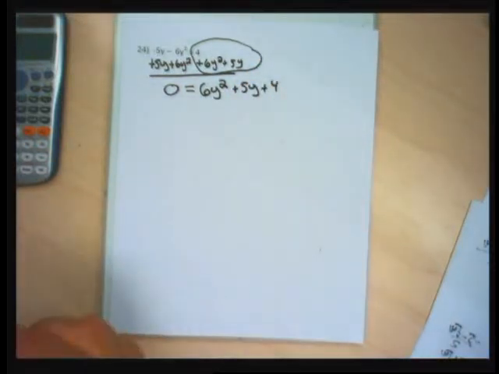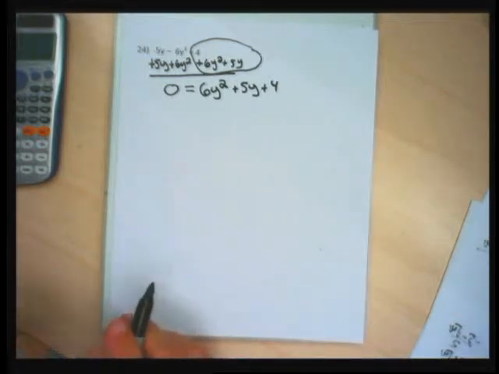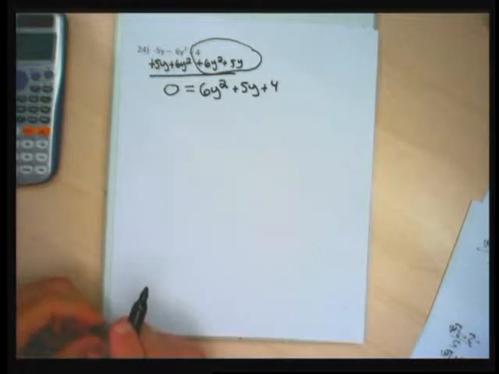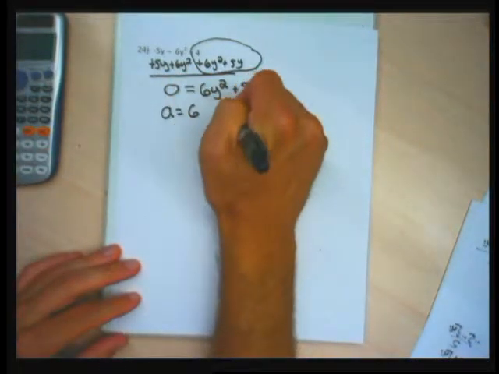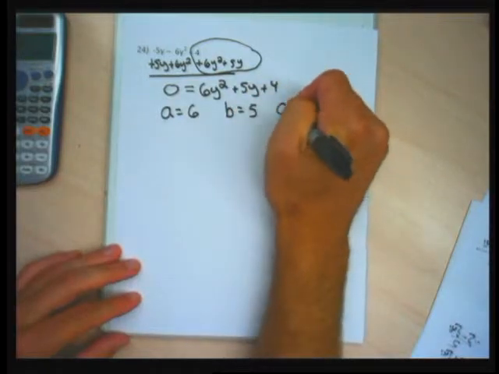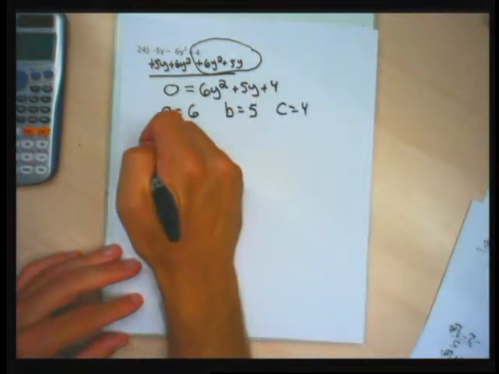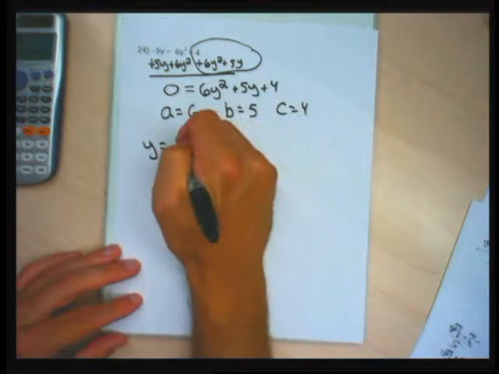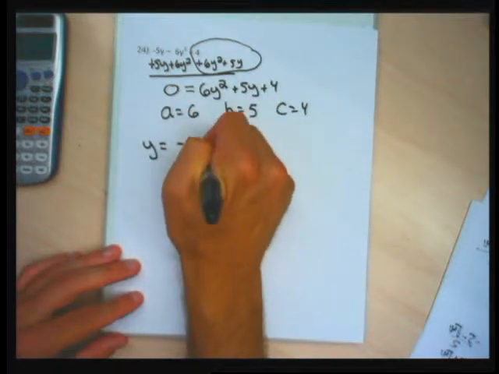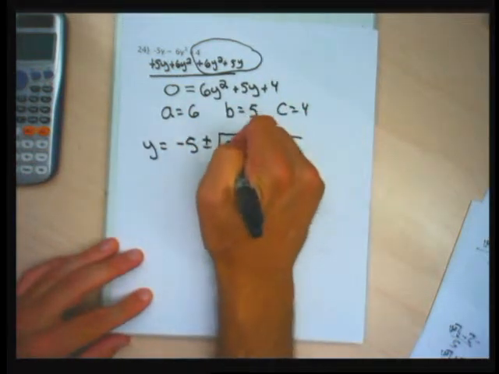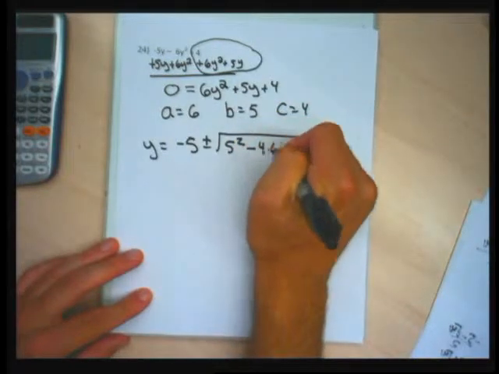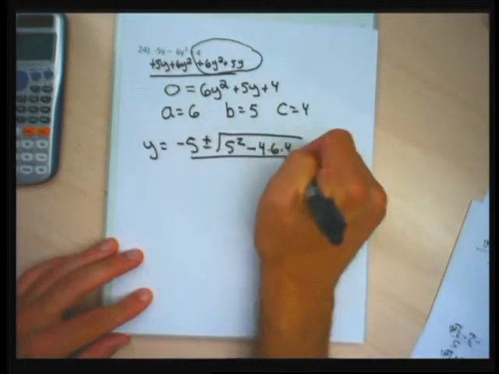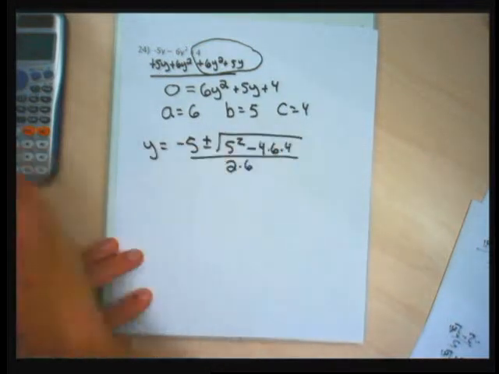If you had subtracted the 4, not rewritten, and had a negative, you'd have all negatives, and that's a lot harder to work with than all positives. So for me, my a is going to be positive 6, my b is going to be positive 5, my c is going to be 4. I'm going to get y equals negative 5 plus or minus the square root of 5 squared minus 4 times a, which is 6, times c, which is 4, over 2a, which is 2 times 6.